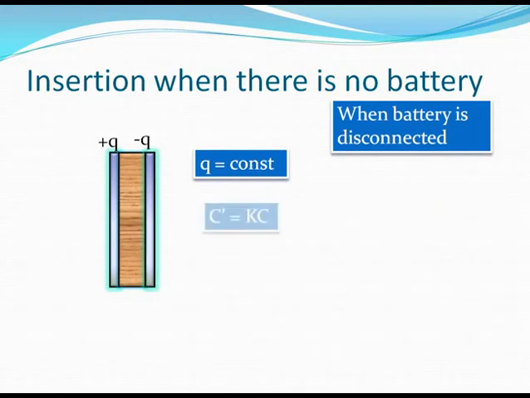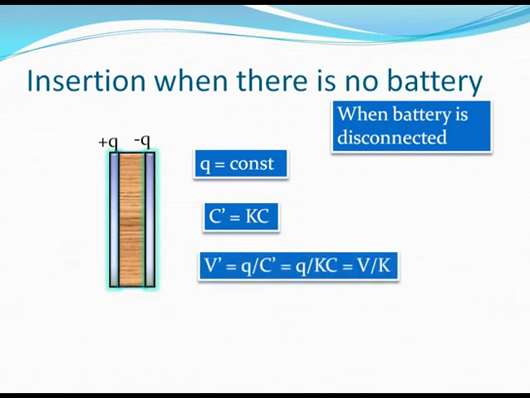The capacitance again will increase by a factor K. That's because that's the property of a dielectric. It always increases the capacitance by a multiple K no matter what. So C dash is KC. Now what happens to the potential difference across the capacitor plates? The potential difference across the capacitor plates is not constant this time. This is because there is no battery connected to supply charge to the capacitor or to take charge away from the capacitor.